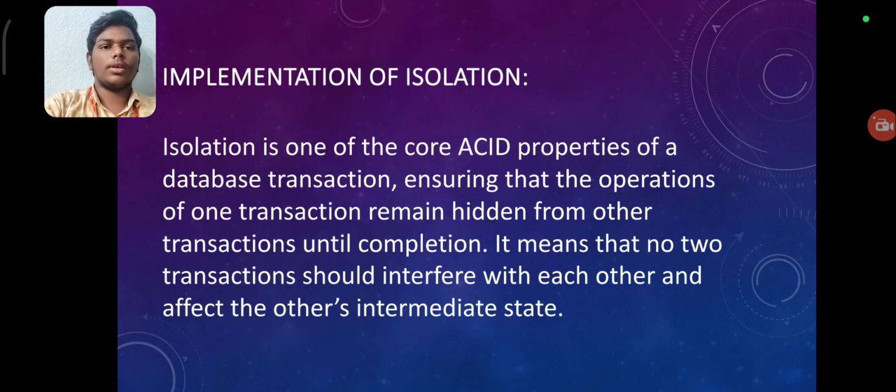Implementation of isolation. Isolation is one of the core ACID properties of a database transaction, ensuring that the operations of one transaction remain hidden from other transactions until completion. It means that no two transactions should interfere with each other and affect the other's intermediate state. So isolation is one of the core ACID properties in database transactions.